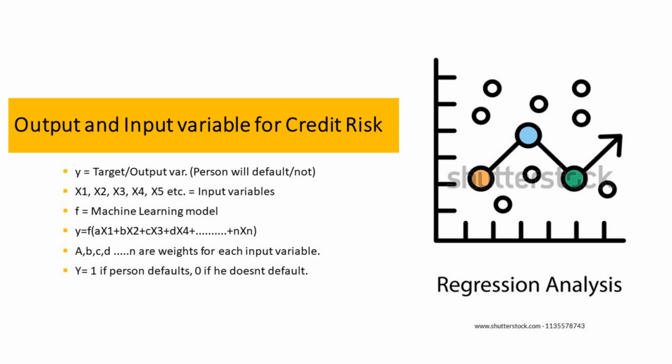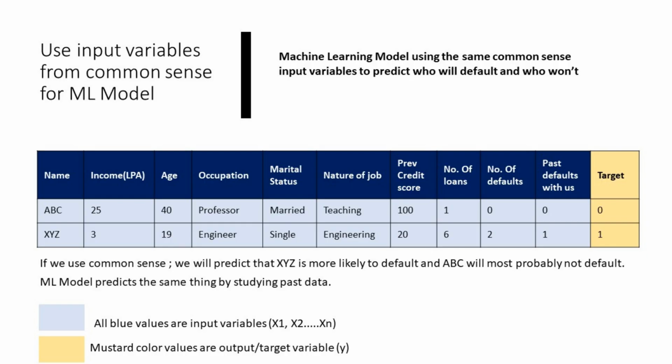So in this video, we would be predicting y, whether the person will default or not, based on the various x. So basically we are trying to predict y basis all the x's. So y equals f of (a·x1 + b·x2 + ...), where a, b, c are weights, and x1, x2, x3, xn are the different input variables, age, income, etc. So we are trying to find out this function f, which is defining the relationship between input and output, and this function is nothing but your machine learning model.